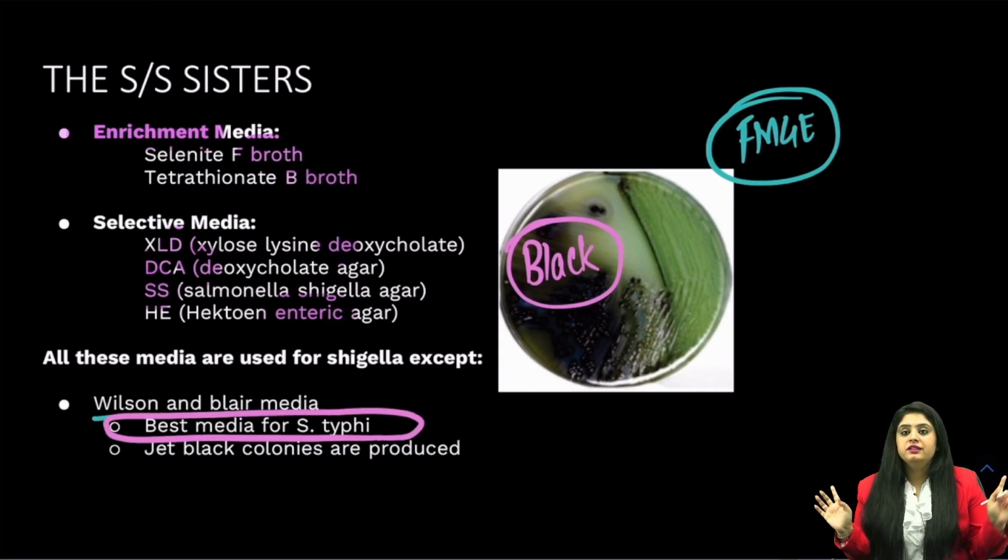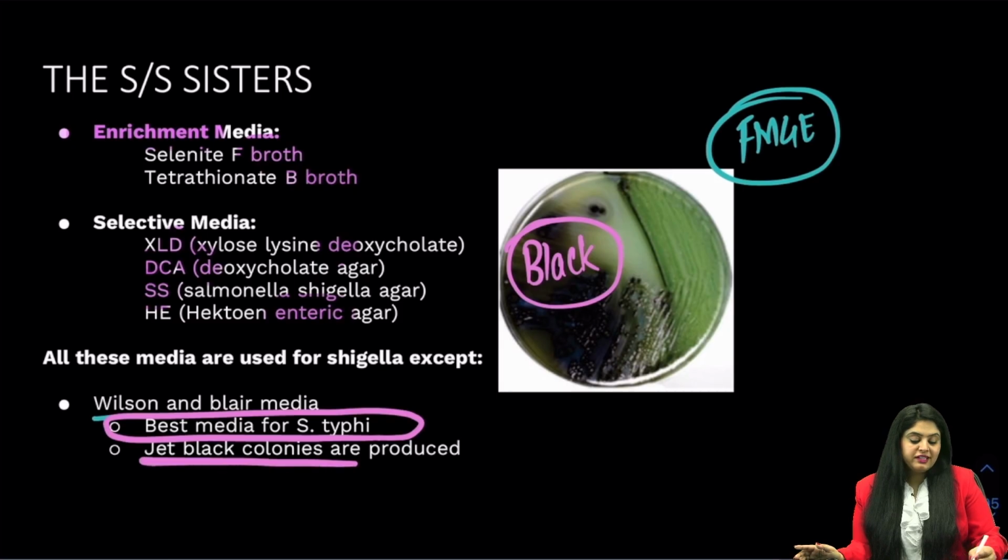So Salmonella Shigella sisters ka breakup ho gaya. Why? Because some Wilson boy came into the story. And what color colonies? Yes, you've got black color colonies. Everyone's okay with this? Salmonella Shigella story also done. Shall we move on to the next set of organisms?